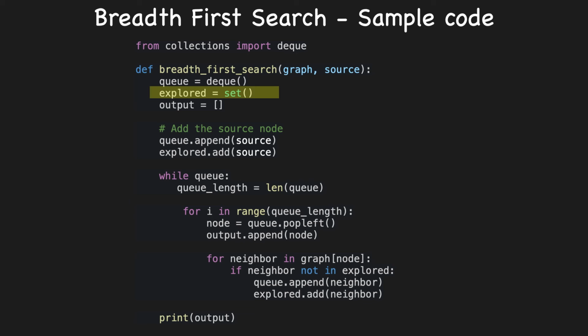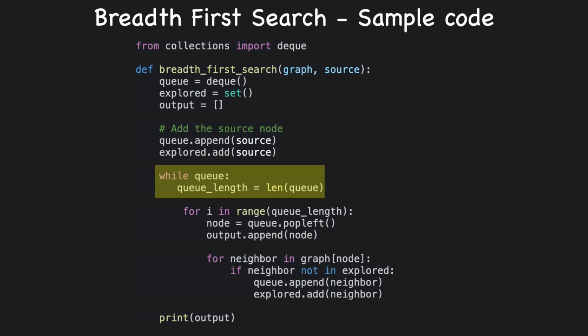This is no different than coloring the nodes orange or green. That was done for pictorial representation and understanding of where we are in the traversal process. Finally, a list called output captures all the nodes as we traverse level by level. We'll add the source node to the queue and the explored set. We loop while we have elements in the queue.